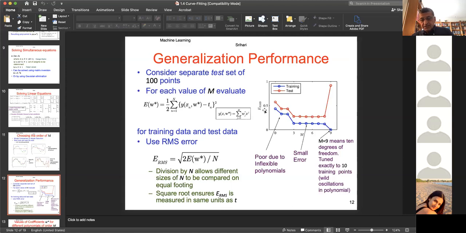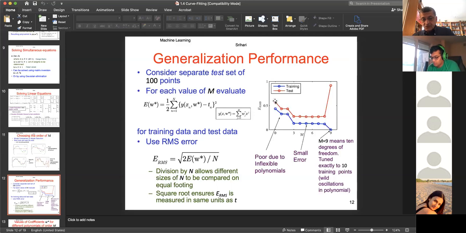So we are plotting here E_RMS, and we are running it on an average of these 100 data points which it has not seen, referred to as a test set. And as you can see, as the degree of the polynomial keeps increasing, the performance on the training set, which is the blue one, the error is going down and down and down. It's exactly fitting, and so it's zero error with degree polynomial 9.